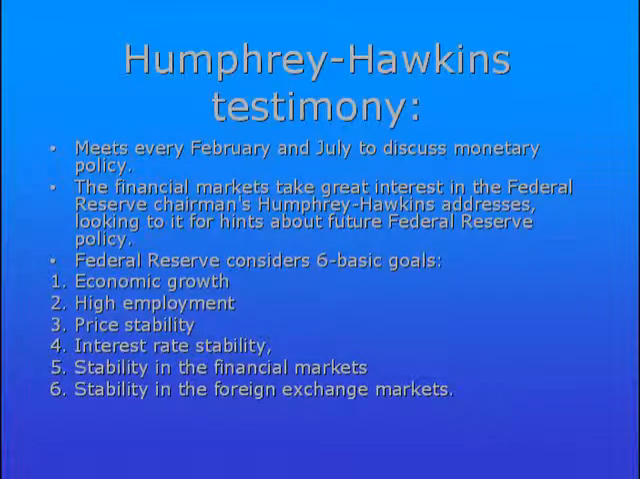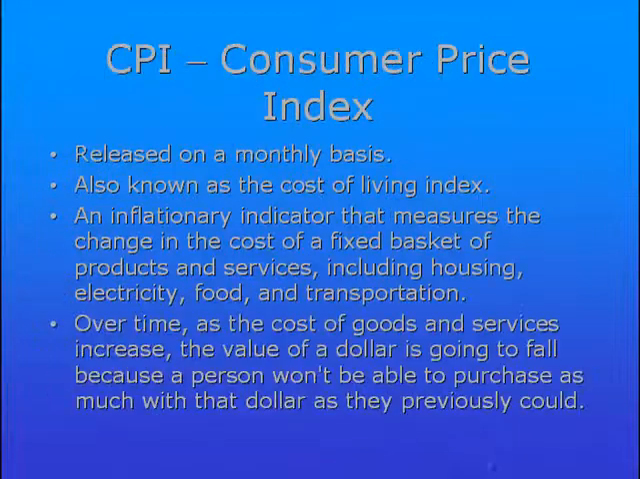The Humphrey-Hawkins testimony meets every February and July to discuss monetary policy. The financial markets take great interest in the Federal Reserve Chairman's Humphrey-Hawkins address, looking to it for hints about the future of Federal Reserve policy. The Federal Reserve considers 6 basic goals in the Humphrey-Hawkins testimony: economic growth, high unemployment, price stability, interest rate stability, stability in the financial markets, as well as foreign exchange markets.